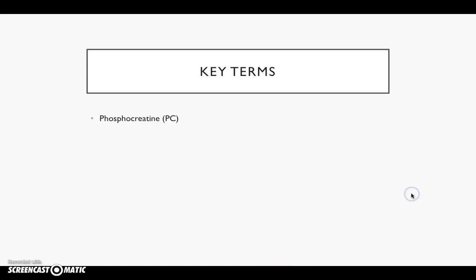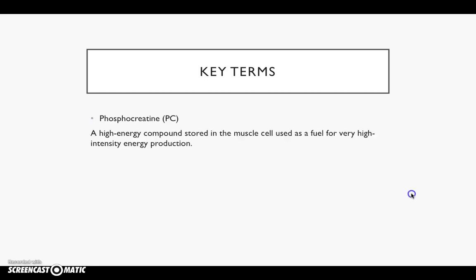In regards to key terms, first of all, phosphocreatine, so you saw that just then with type 2B fast glycolytic muscle fibres. This is a high energy compound stored in the muscle cell used as a fuel for very high intensity energy production. And as I just said there, that's for the fast glycolytic system, the type 2B muscle fibre. So 100-meter sprinter, javelin thrower, shot putter.